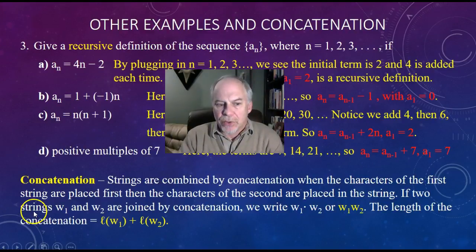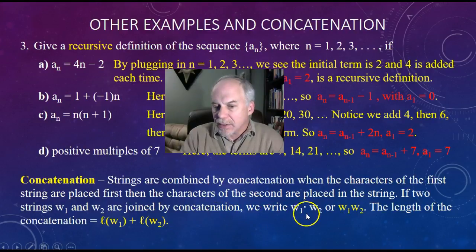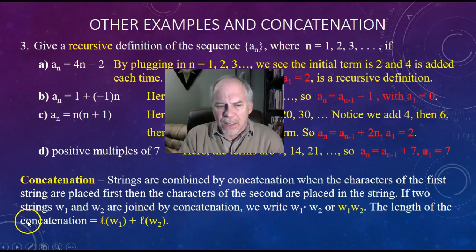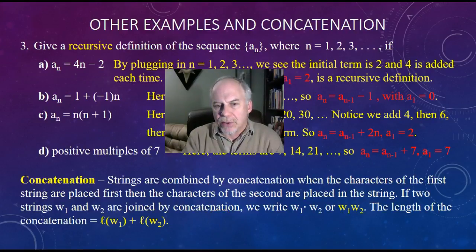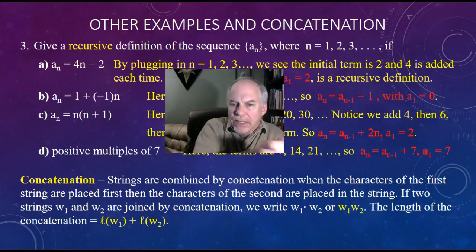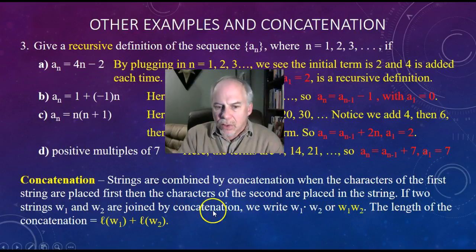All right. So if 2 strings W1 and W2 are joined by concatenation, we write W1 dot W2 or just W1 W2. I like the second notation. The dot makes you think you're multiplying, and you're not really multiplying. And the length of the concatenation will be the length of the first string plus the length of the second string. Now, this is used in a homework question, so I wanted to mention it. But you could define a recursive definition where you're recursively adding a string on, and it would just get a longer and longer string.